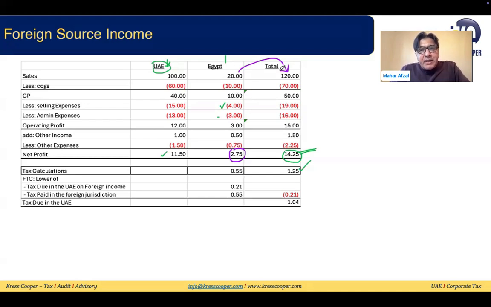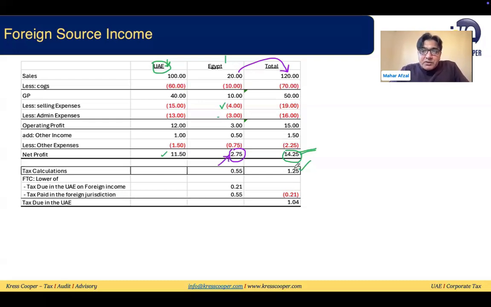I'm repeating, even if the double tax treaty doesn't exist between the countries, you can still enjoy the foreign tax credit. If there is no double tax treaty, you will be enjoying a maximum of 9% of your foreign taxable income. Again, if the double tax treaty exists, there might be a possibility they will allow you this 100% as allowable expenses in the UAE. We need to go through the treaty if the treaty exists.